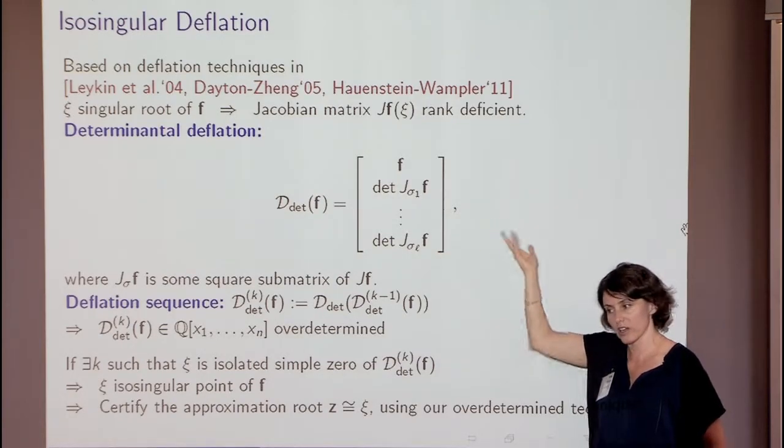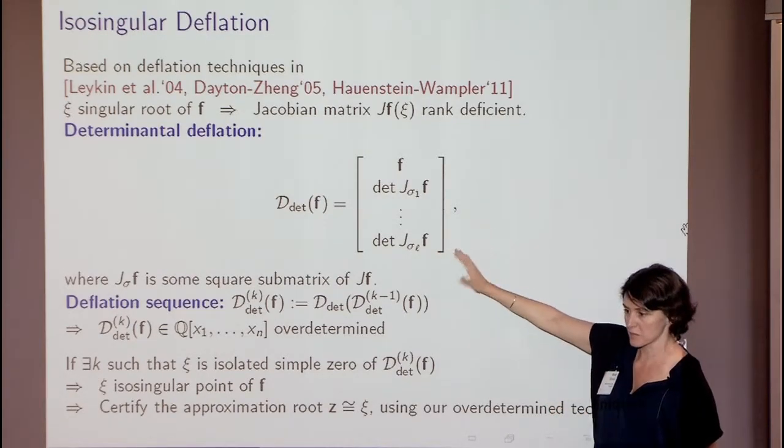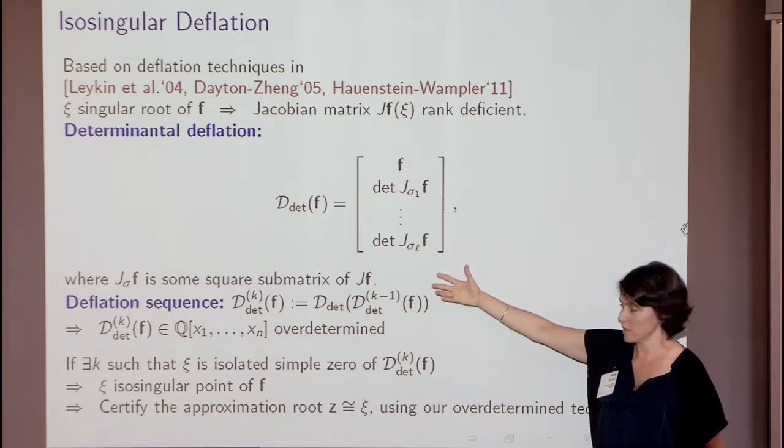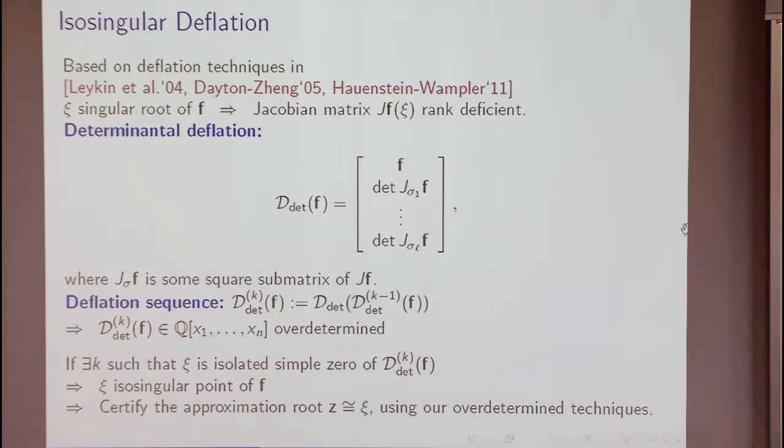But there are other methods. Maybe this is not the best, but our purpose is to demonstrate that the algorithm works. It suffices to use this one. And then you just use the machinery that I talked about. You now have an overdetermined system for which your original singular point is now non-singular, and you can certify it.